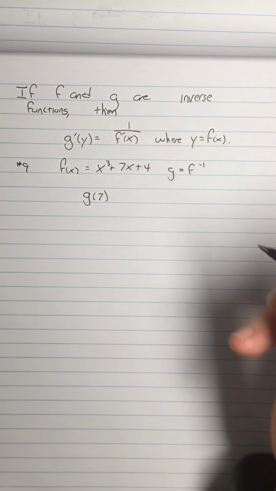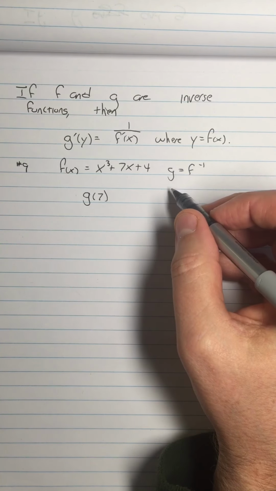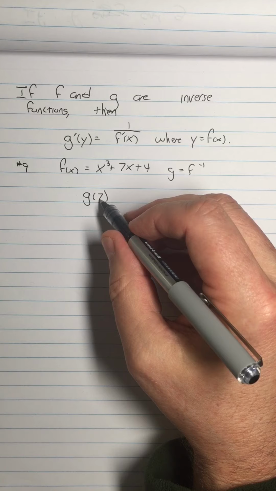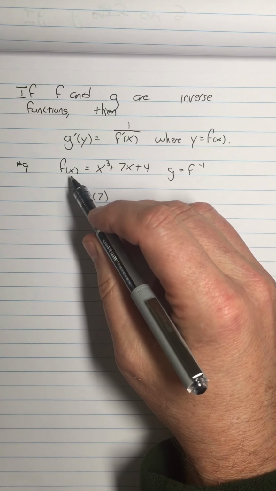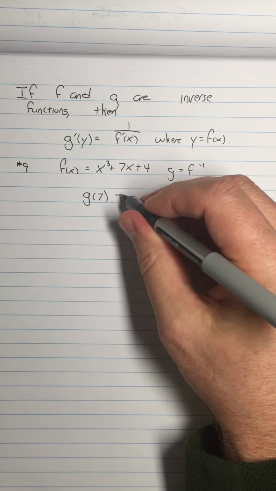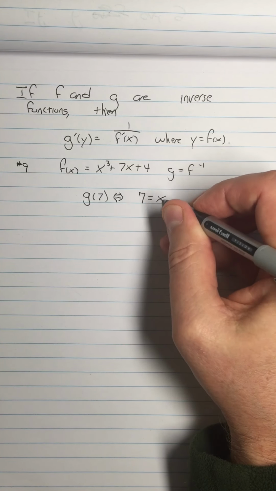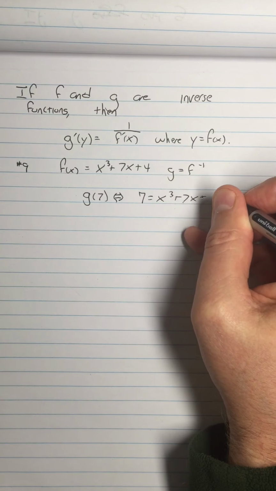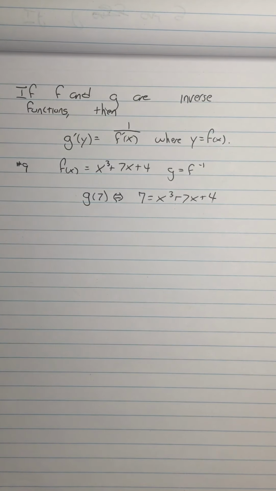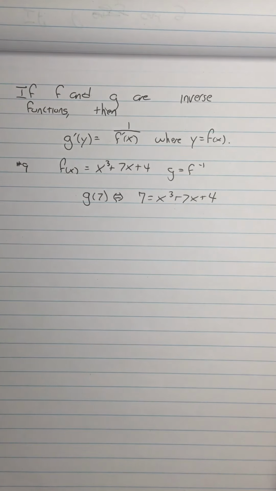So what does g of 7 mean? g is f inverse, so the x of g is the y of f. Finding g of 7 amounts to solving 7 equals x cubed plus 7x plus 4. This is what I mean, it's difficult to get the x. It's as difficult to get this x as it would be to solve the inverse function. How am I going to solve that and get a value?